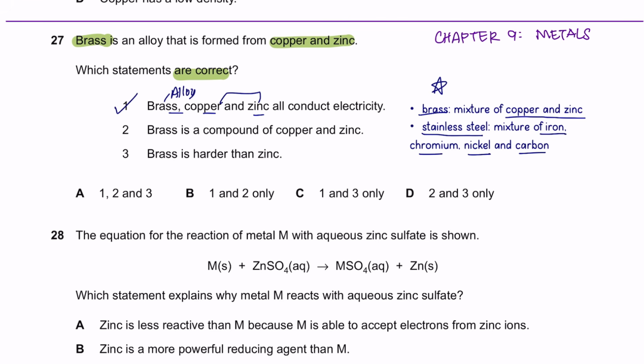This is correct. Statement 2 says that brass is a compound of copper and zinc. It's not a compound because compound means 2 elements joined together chemically, but they are joined physically, which makes them a mixture. Next, you've got brass is harder than zinc. Brass is an alloy and zinc is a regular metal. So yes, alloys are stronger than metal. So the answer here is going to be C.